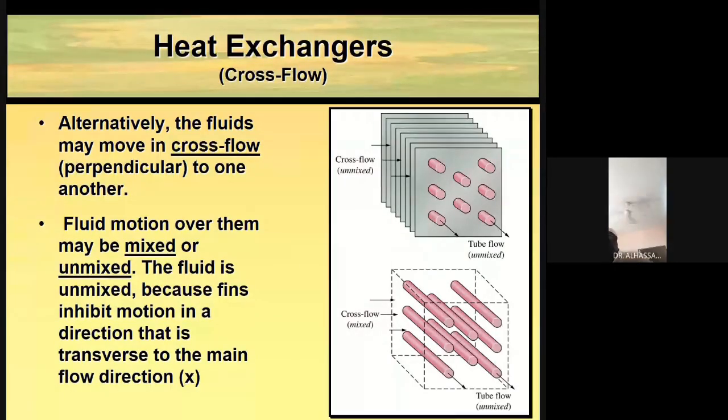And even in cross flow situations, we have the mixed flow, and then we have the unmixed. Cross flow means that both fluids will be flowing perpendicular to each other. For example, if you look at the top one, you can take this to be atmospheric air flowing through these blades or plates.